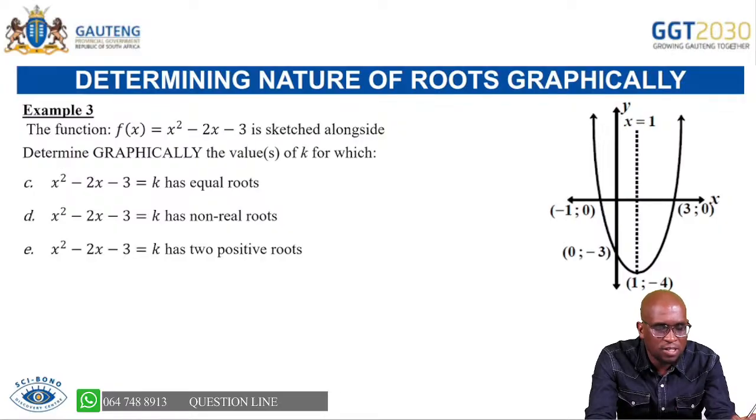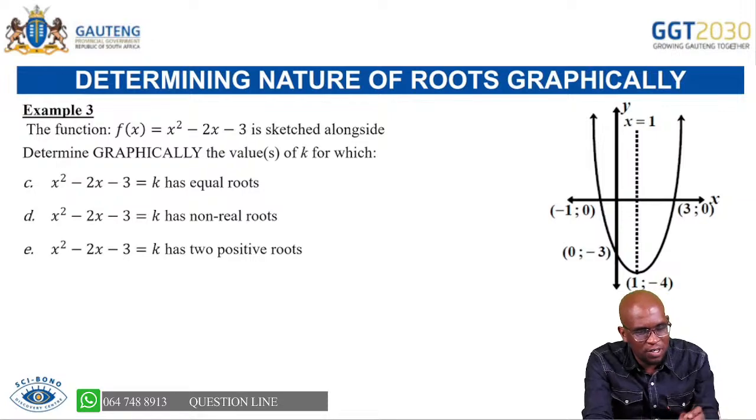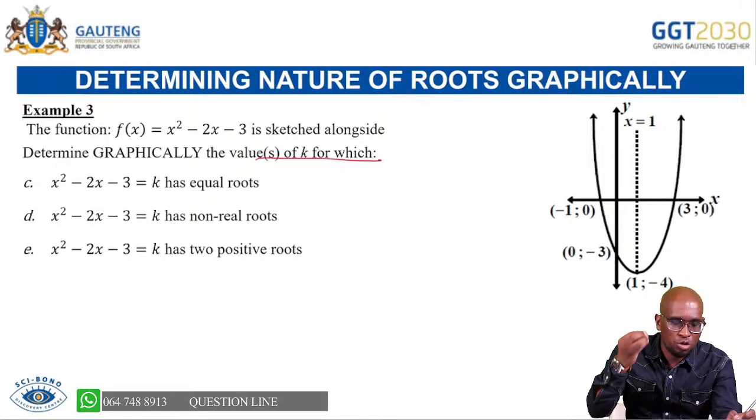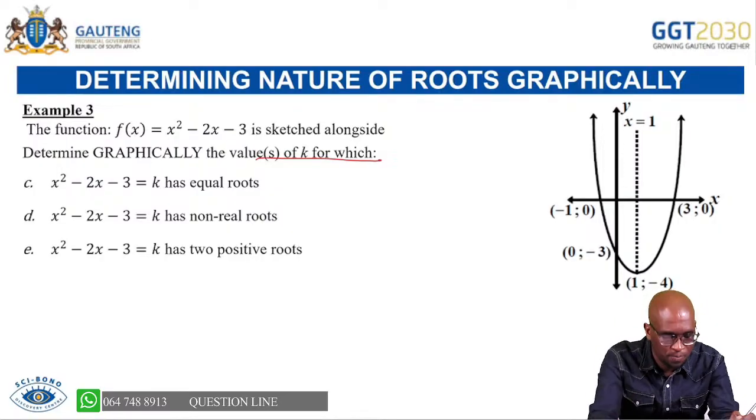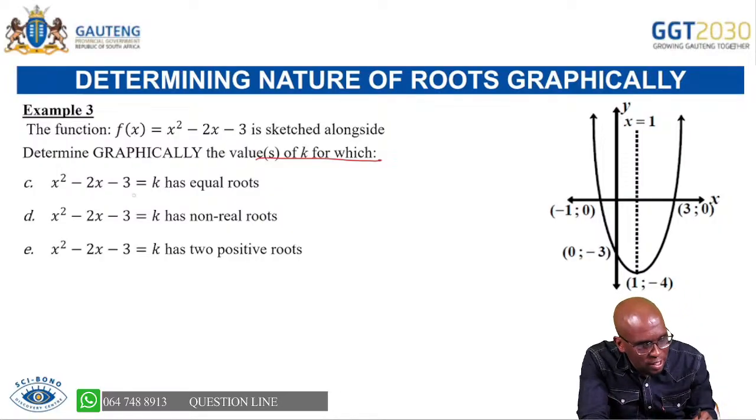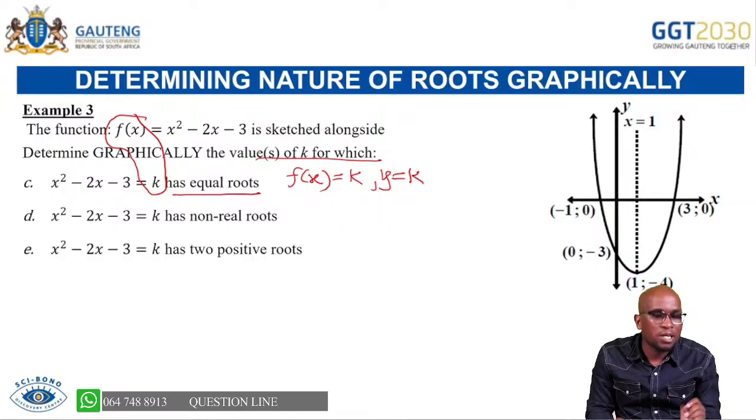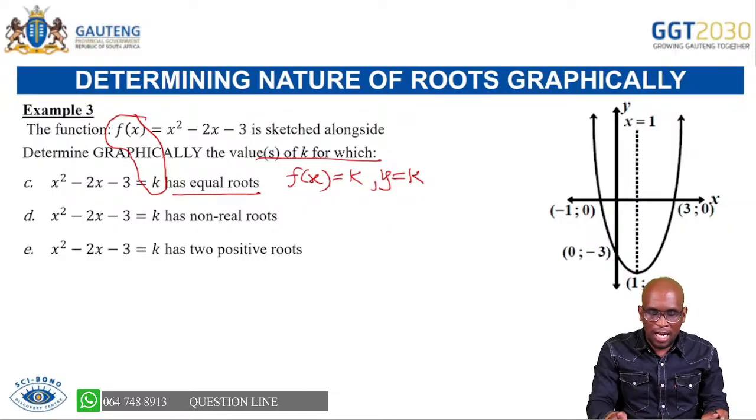The function f of x is x squared minus 2x minus 3 sketched alongside. Determine graphically the values of k for which, remember, you don't use delta, the discriminant. You have to use the graph. Now, you can see here that where there was f of x in the original function, we are now putting k. So we have f of x equals k, which means we are moving a line y equals k, such that it will have equal roots, such that it will intersect the graph once.